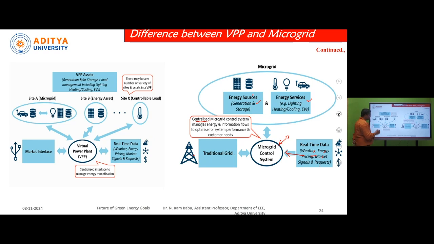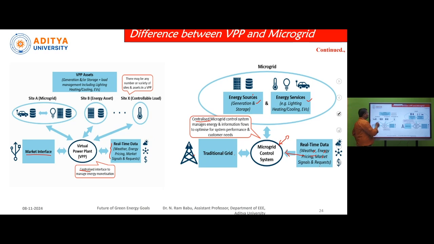Okay, so if you observe this one, in the virtual power plant, this load forecasting data will be there. That means real-time load forecasting data, which is readily available in the microgrid also. And also, here it is centralized, there it is also centralized. Here market interface will be there in the virtual power plant, whereas in a microgrid market interface won't be there.